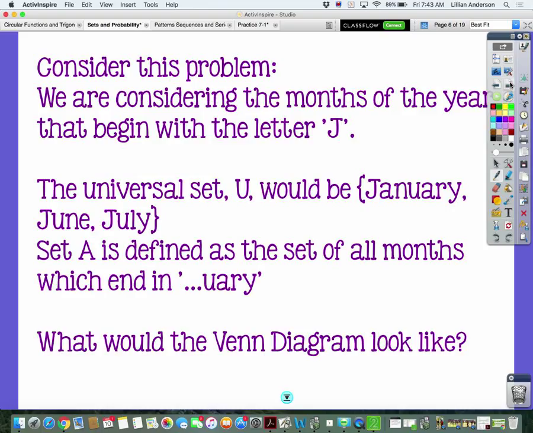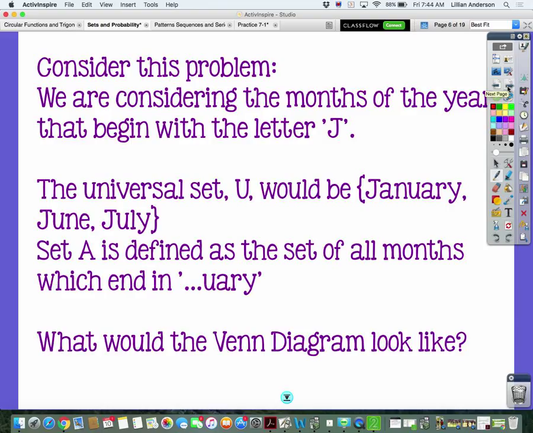So if anything, you need to treat the universal set like an umbrella. Okay? So the universal set is like the umbrella. Underneath the umbrella are the individual sets, such as set A, which defines the set of all months which end in January. What would this Venn diagram look like? Well, one, you definitely need the rectangle and the U to represent the universal set. And inside it, you need to have a circle that represents set A. The circle is all the months that end in January. Well, out of the three that we have, that would be January.